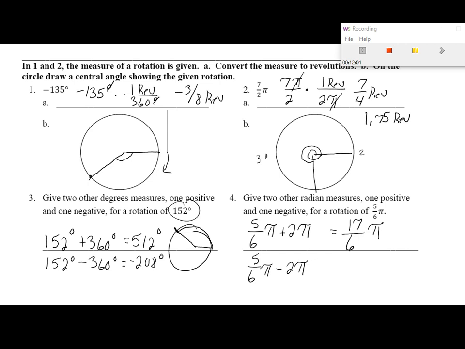Same thing on the next one. 5/6 minus 2, math enter, enter, you're going to get negative 7/6. Put that pi with it. And then we got it. Okay. So there's what we got so far.